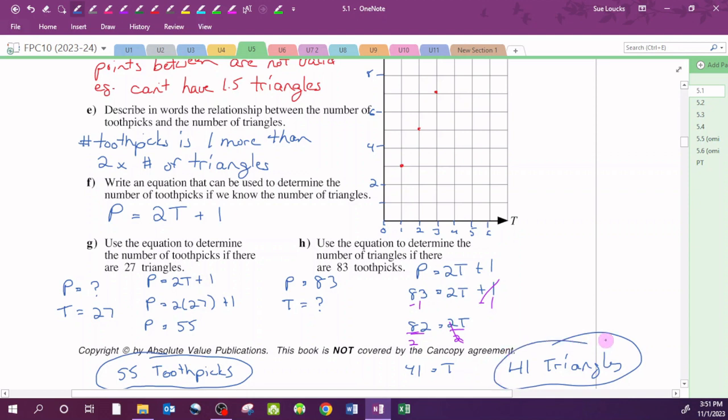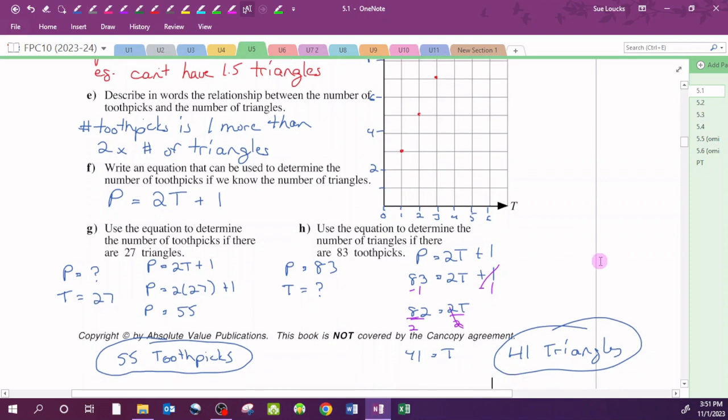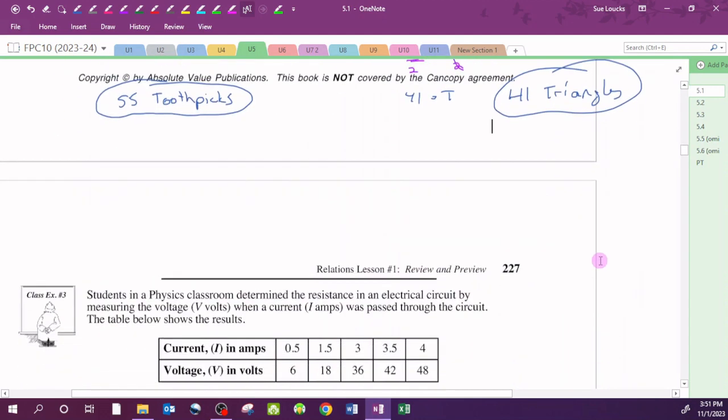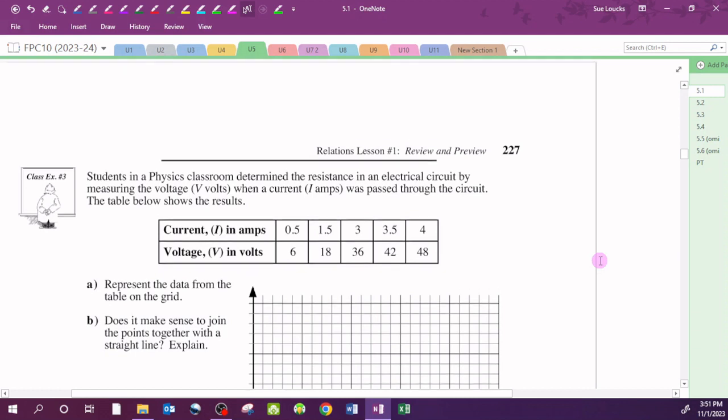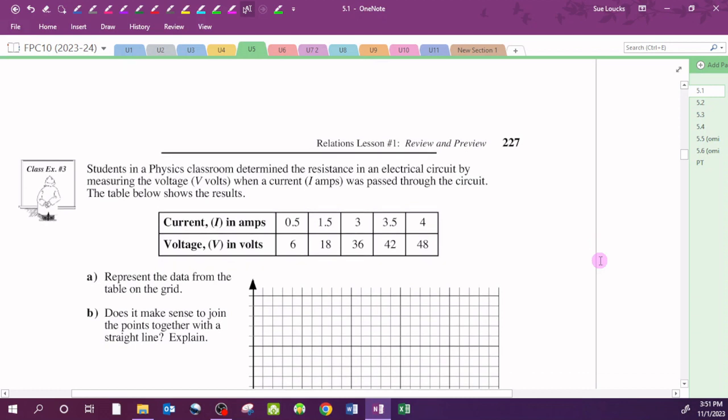Okay, there you go. Next page. You're welcome to take a break right now because this is long.